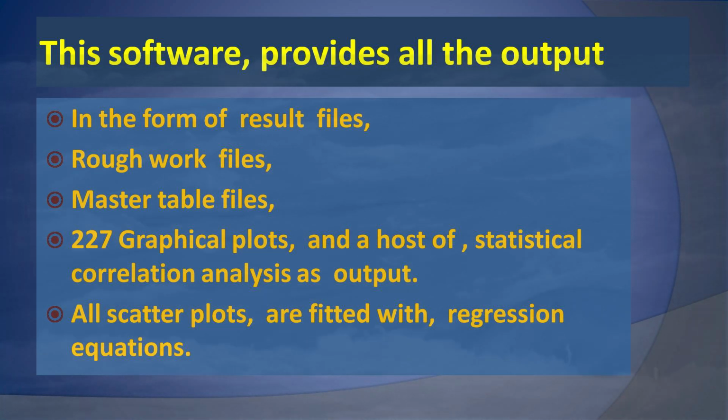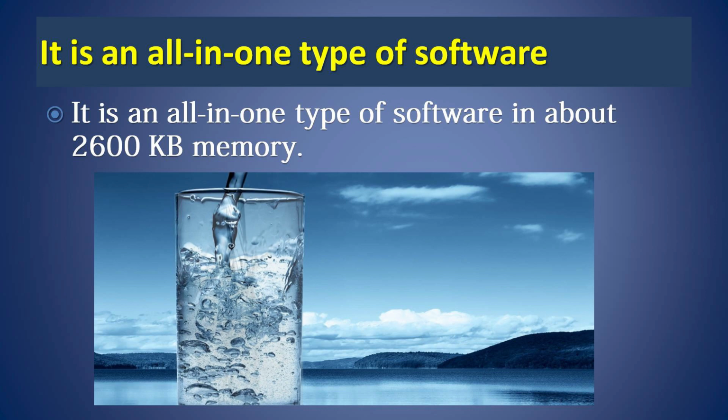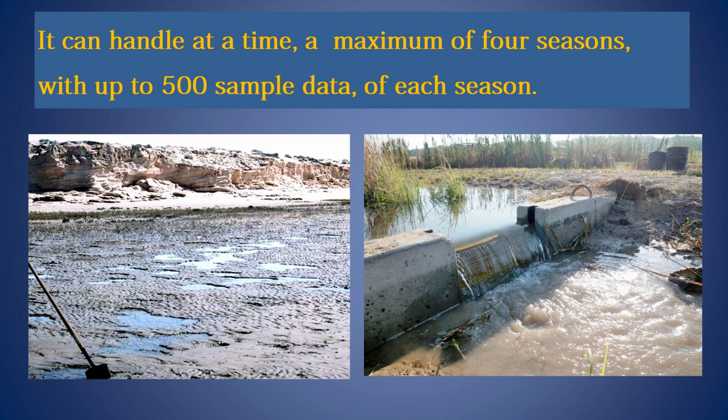All scatter plots are fitted with regression equations. It is an all-in-one type of software, in about 2600 KB memory. It can handle at a time a maximum of 4 seasons, with up to 500 sample data of each season.